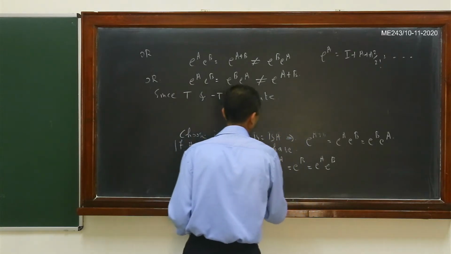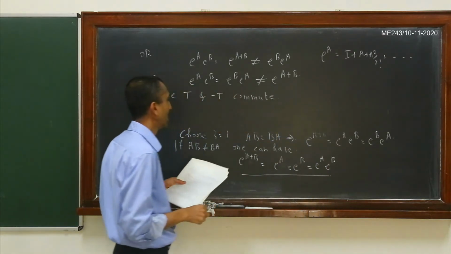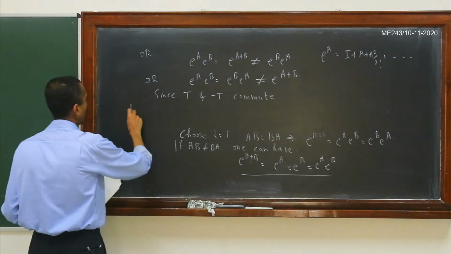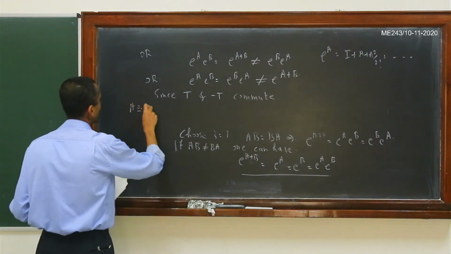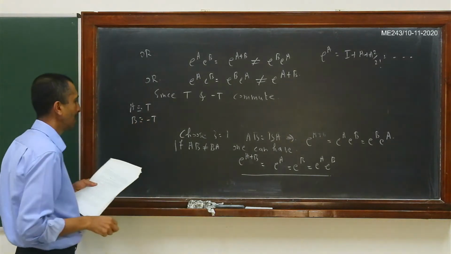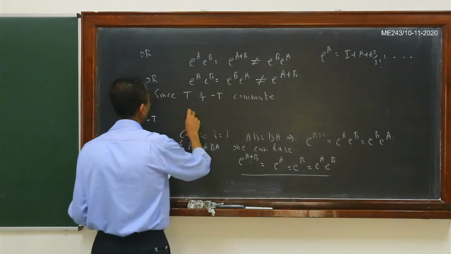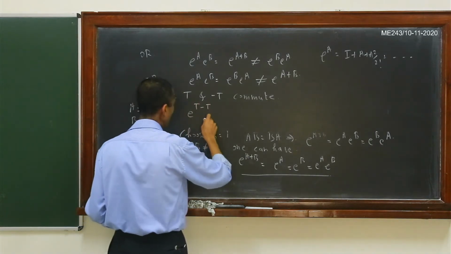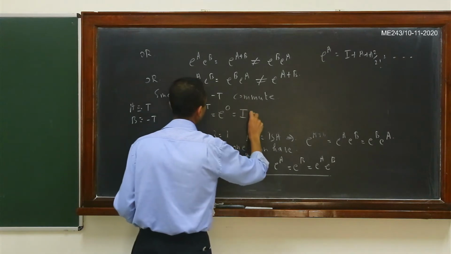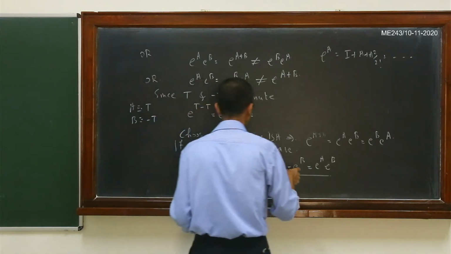So now we will take a to be t and take b to be minus t. So a you identify with t, and b you identify with minus t. Then in that particular case, you will get e to the t minus t, which is equal to e to the 0, which is equal to identity.